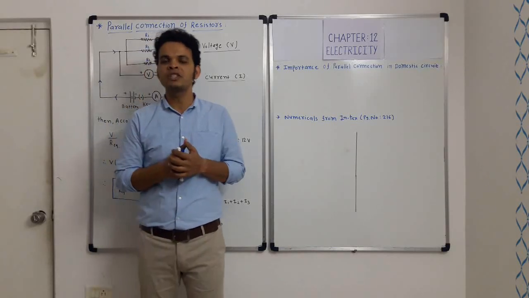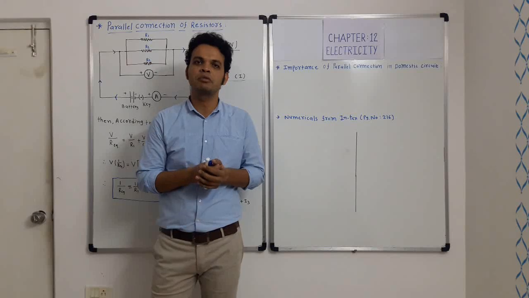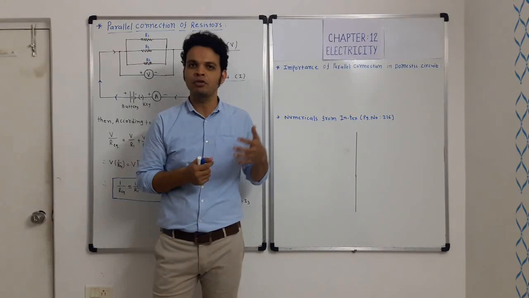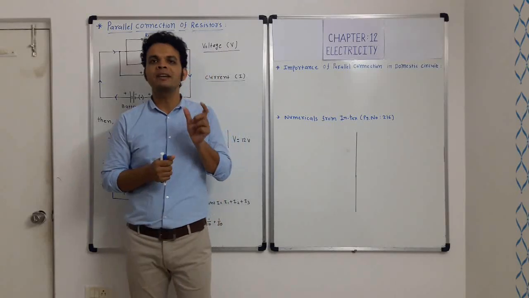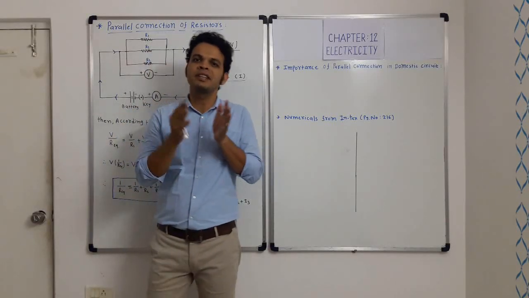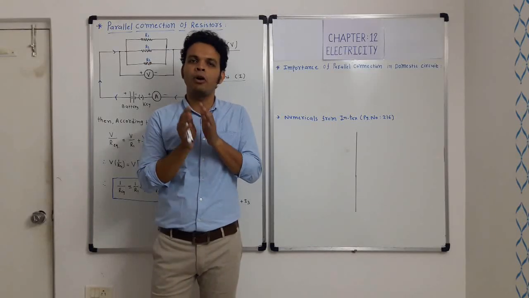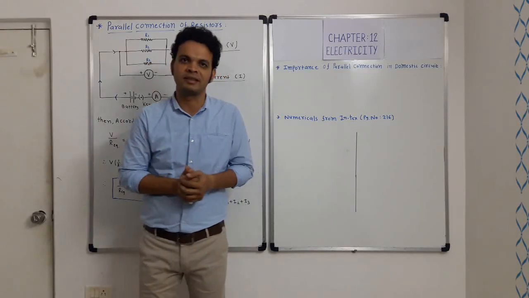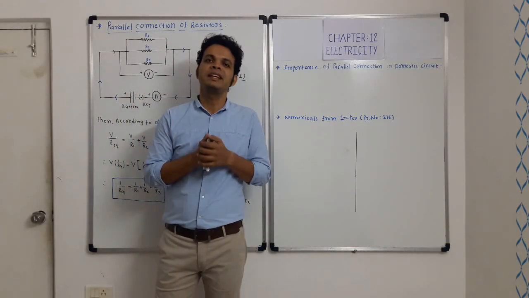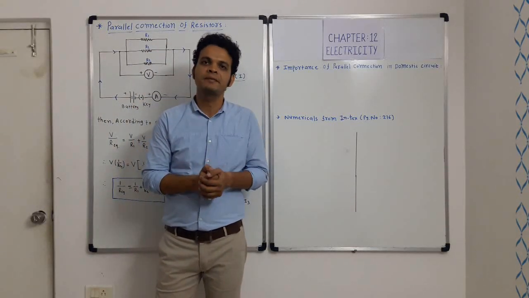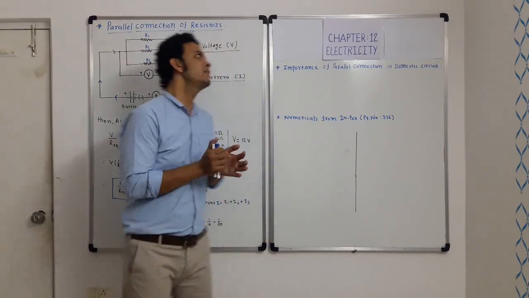And the formula which we derived is the equivalent resistance R is equal to R1 plus R2 plus R3 and so on. That means the equivalent resistance of the system of resistances connected in series is the sum total of all the individual resistances. In today's lecture we are going to discuss what is the equivalent resistance if the resistances are connected in parallel. So let us start.